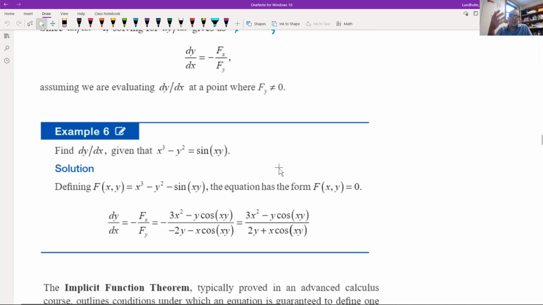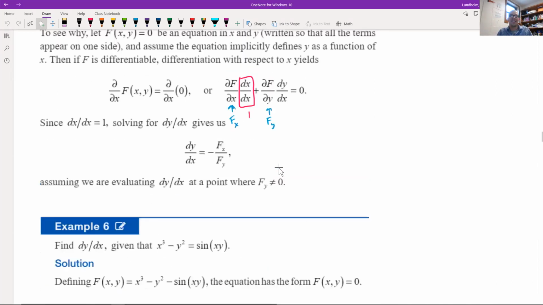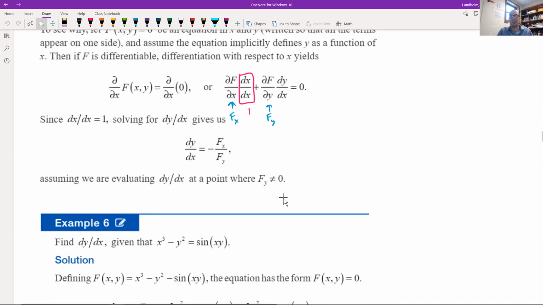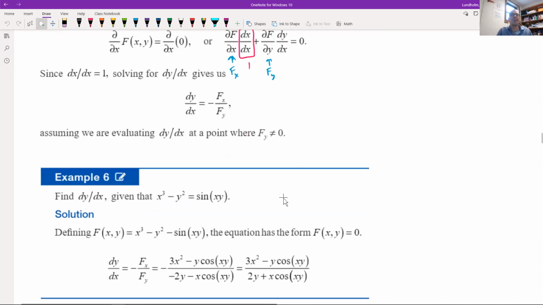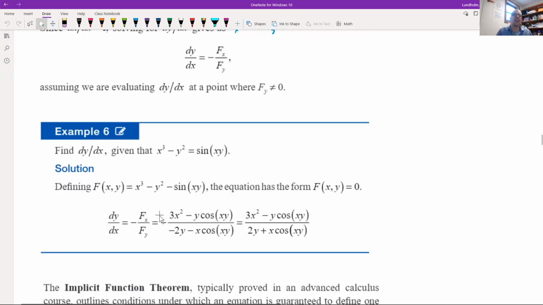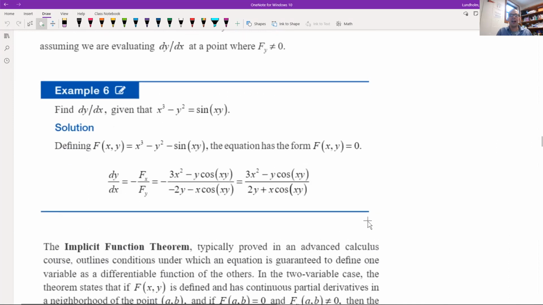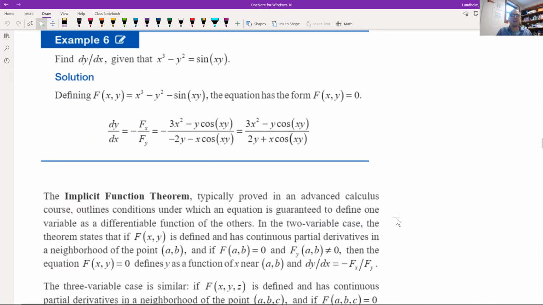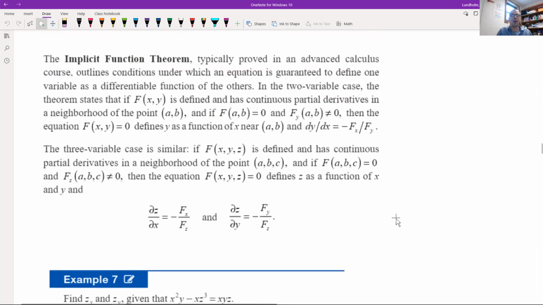So this feels like a shortcut to some extent, and that might be a breath of fresh air at this stage. If you want to find dy dx, you make a big multivariable function of x and y by getting everything onto one side, and then you take two partial derivatives, one with respect to x and one with respect to y, and you put them in a ratio of each other, and don't forget the minus sign. But yeah, this is the implicit function theorem.